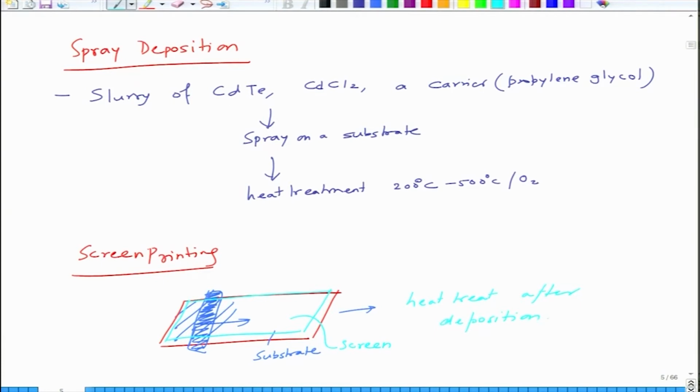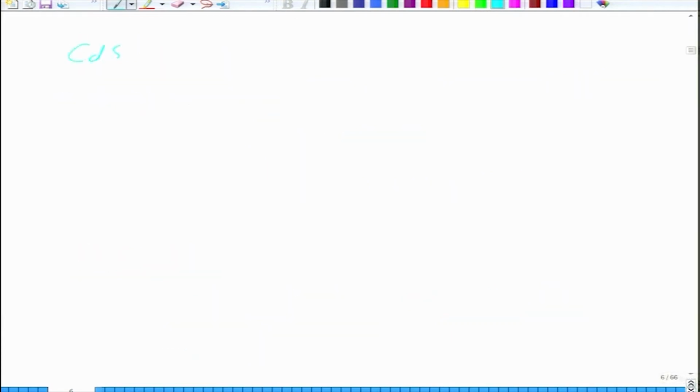These are certain processes which one can undertake to make these films, and cadmium sulphide is typically deposited by solution deposition, chemical bath deposition. So the CdS layer can be deposited by chemical processes, or it can also be deposited using physical processes.